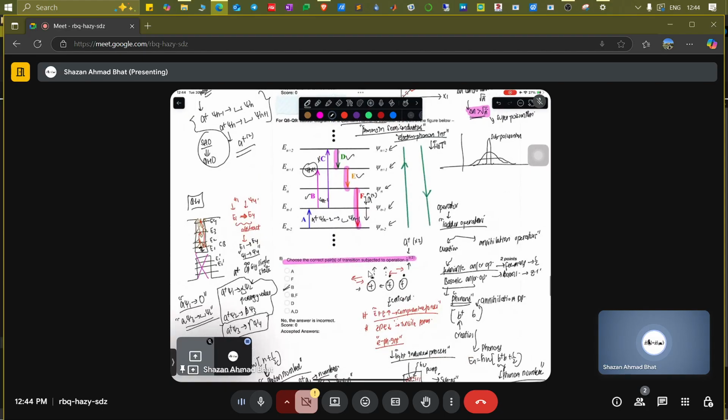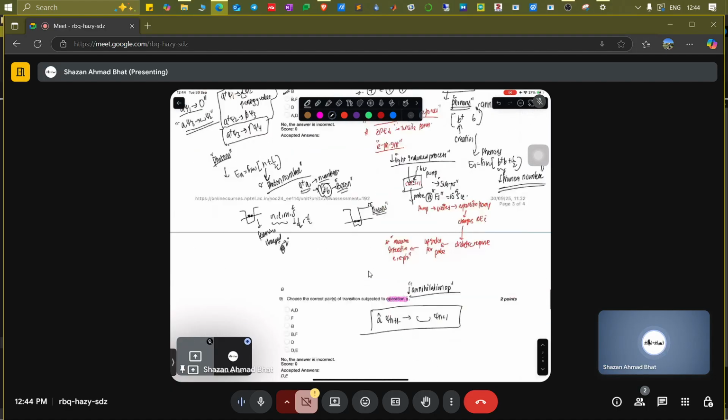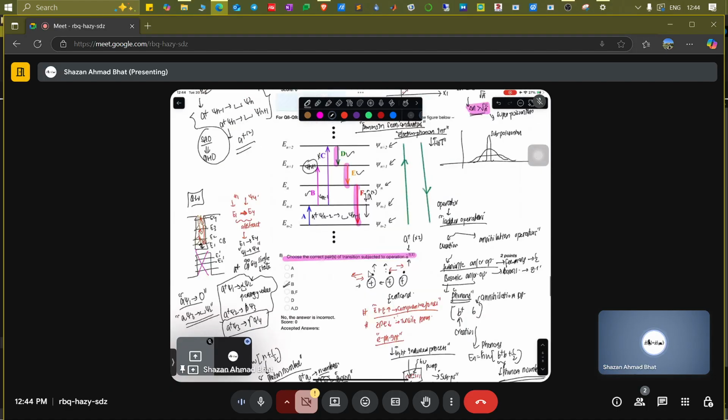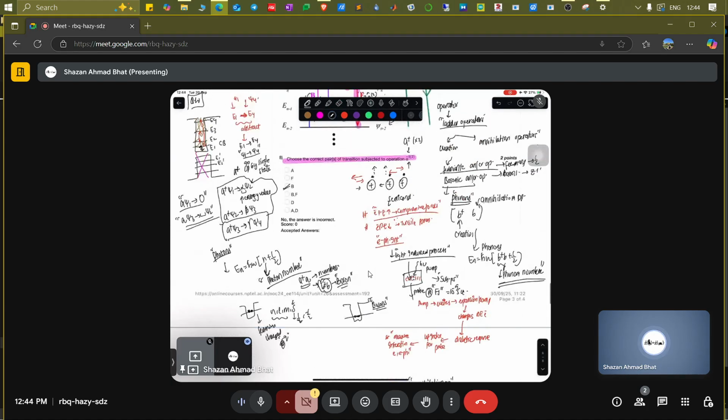For the D, it has gone from psi of n plus 2 to psi of n plus 1. But you have applied the annihilation operator with some eigenvalue you got. So the only logical options are D and E. That's basically the answer to this question.